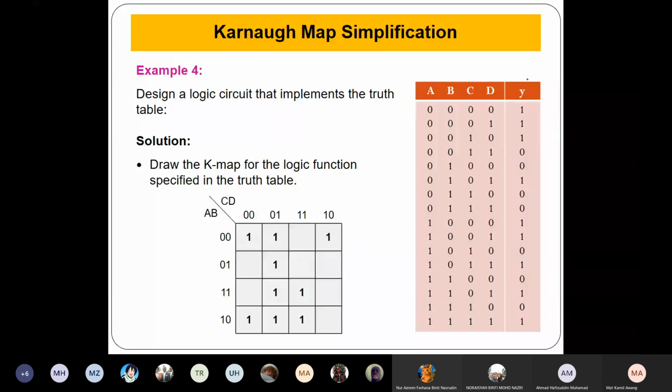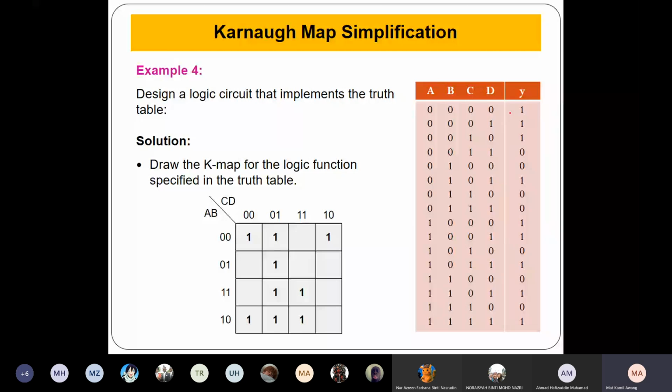Now, the exam will most probably be something like this. Design a logic circuit that implements the truth table. So you are given a truth table. Now the question is that you need to implement the logic circuit which produces this output based on this input.